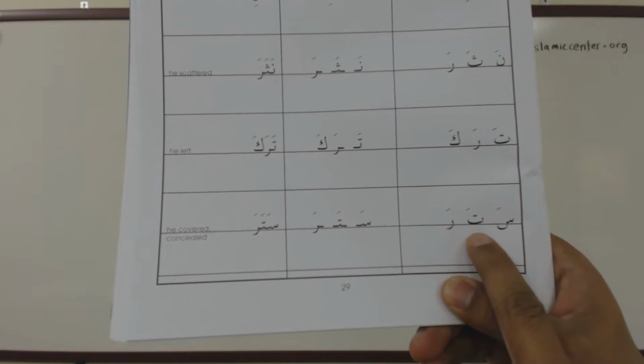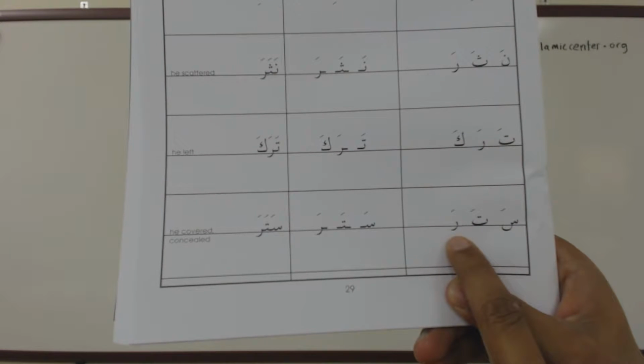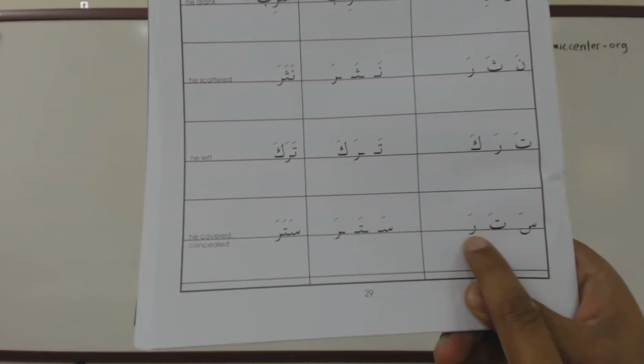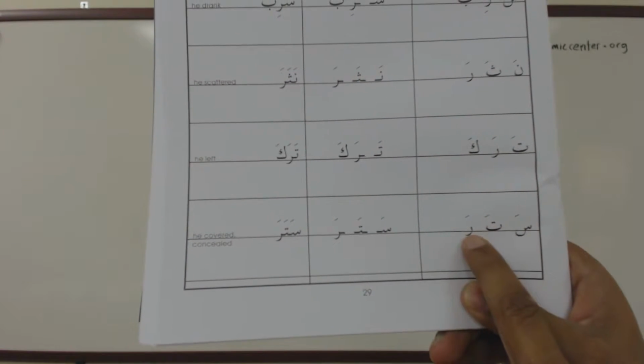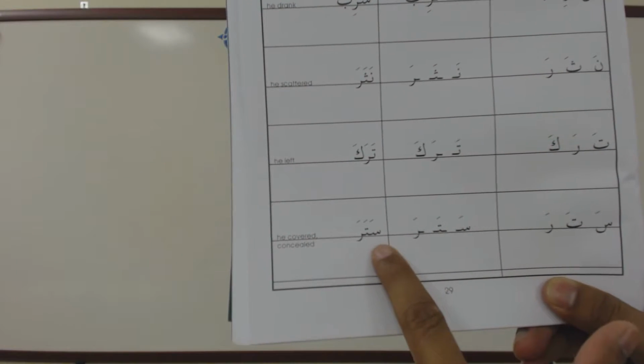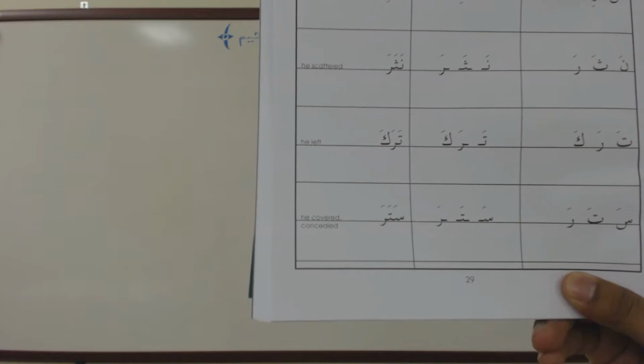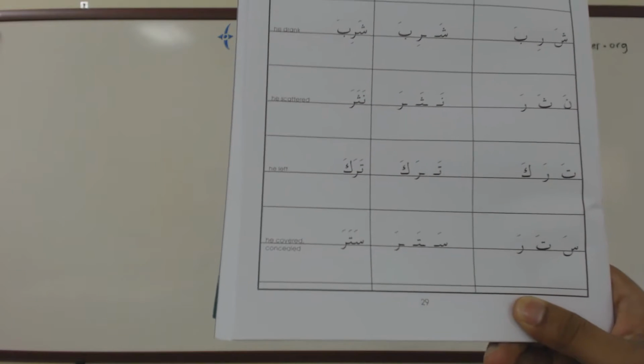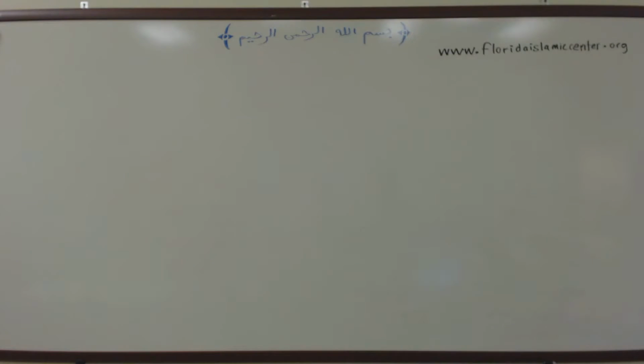Sa, ta, ra. Satara. And what does satara mean? Satara means to cover, to conceal. Right? Notice what happened to the seen. The exact same thing happened to it as happened to sheen. Seen and sheen are exactly the same, except for the three dots on sheen.